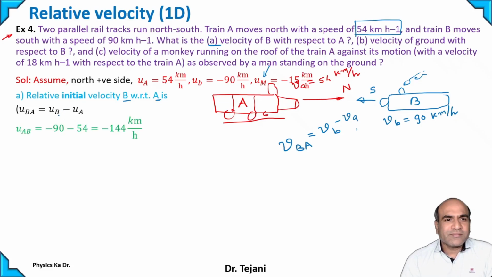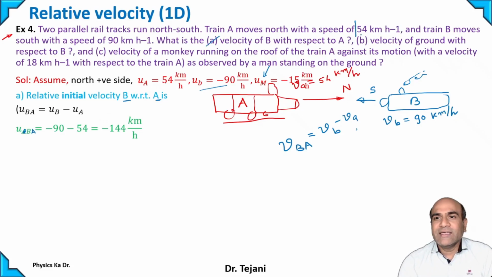So here, put this value, UB is given as minus 19 and UA is given as minus 54. So here the relative velocity, not here, it should be BA. It is VBA equal to minus 144 kilometer per hour. Relative velocity of train B with respect to A is 144 kilometer per hour. So first answer we got.